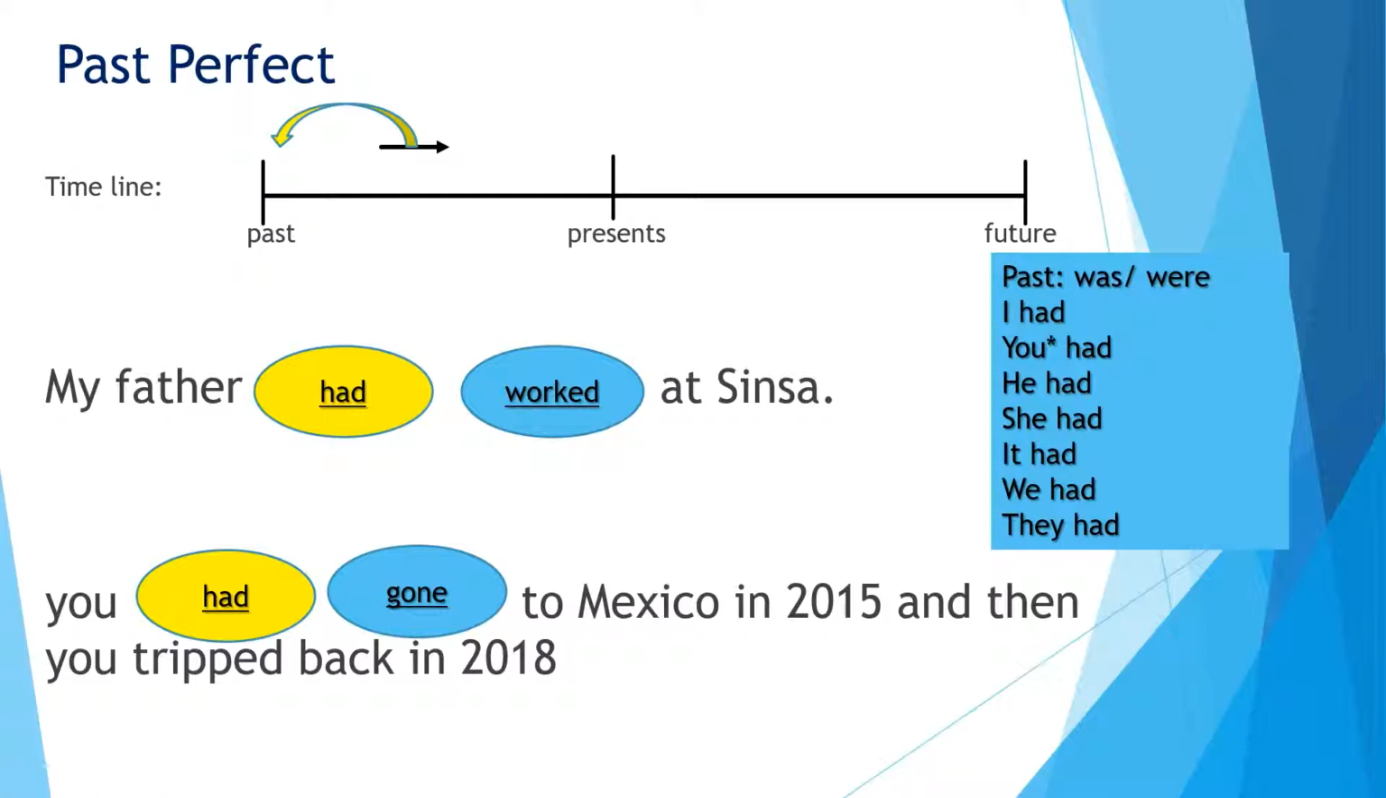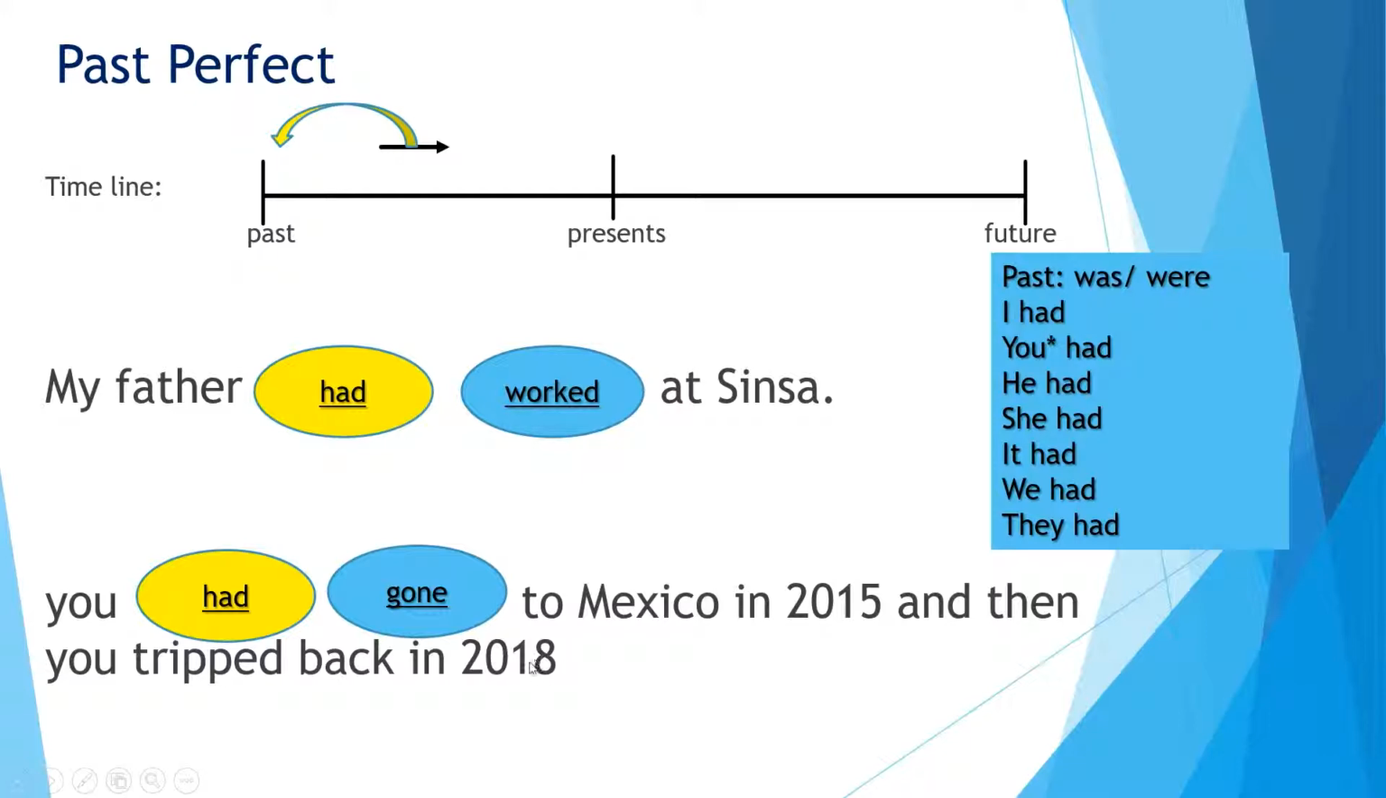You had gone to Mexico in 2015 and then you tripped back in 2018. O sea, dice, tú habías viajado a México en el 2015 y después viajaste nuevamente o viajaste de nuevo en el 2018. Estos 2 años son el pasado, estamos en el 2019. Pero ¿qué quiero decir? Que la experiencia de viajar ya la había experimentado esta persona en el 2015 y la volvió a experimentar en el 2018, ¿ok?